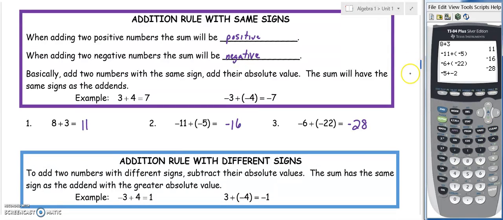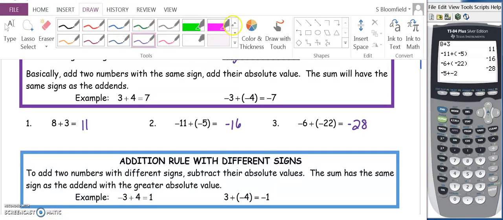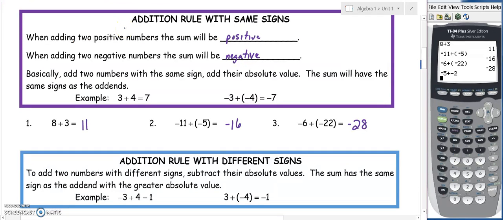All right, so let's keep trying. What happens when we add with different signs? When you add two numbers that have different signs, your solution is going to get the sign of the greater number. So in the first example, 4 is the bigger number. It's positive, so our sum is positive. In the second one, -4 is negative, and that's the bigger number, so our sum is negative.